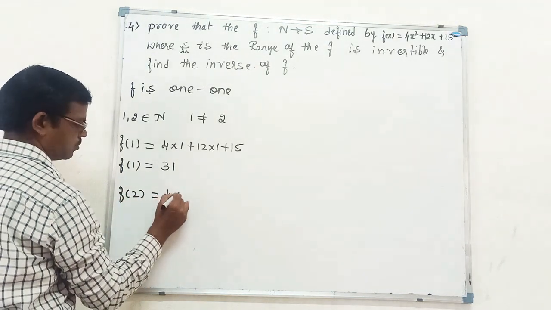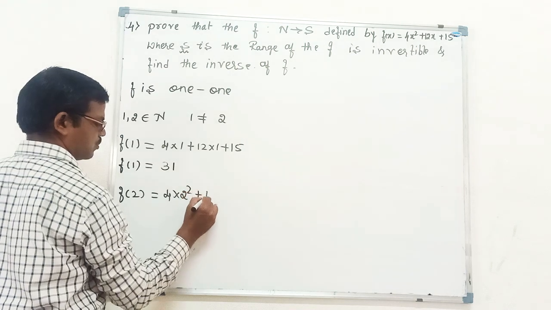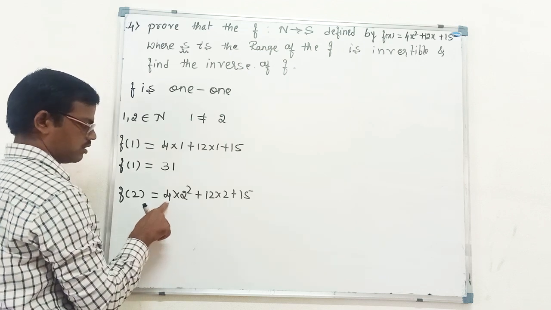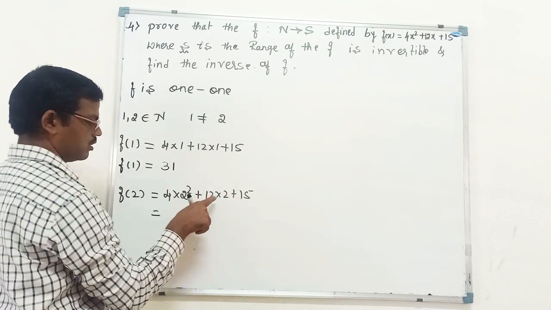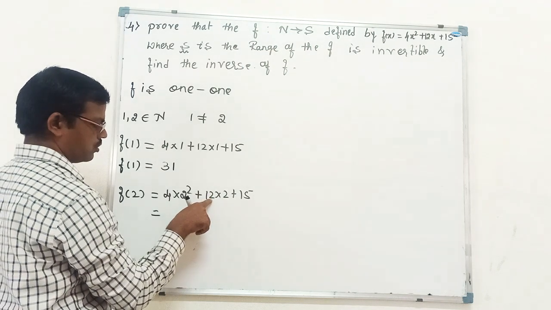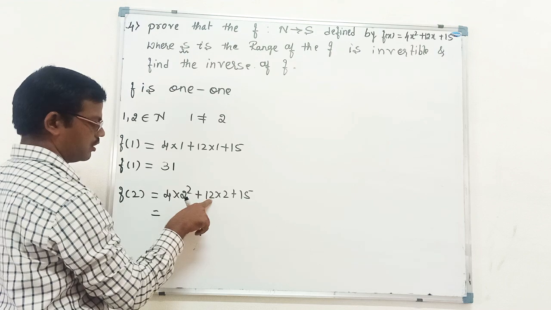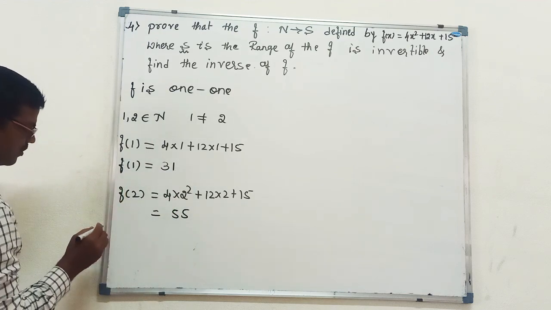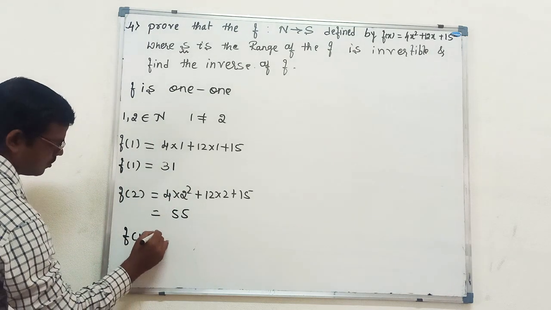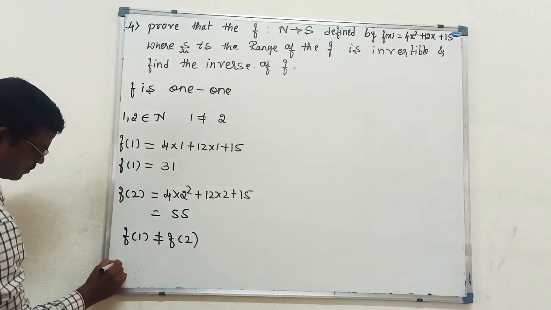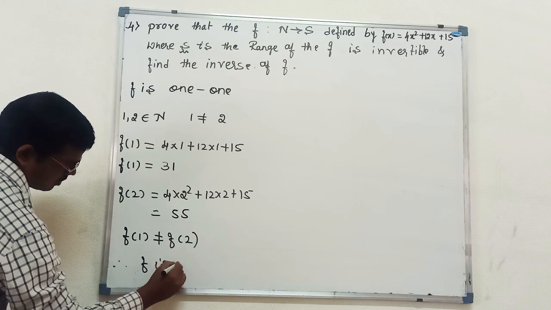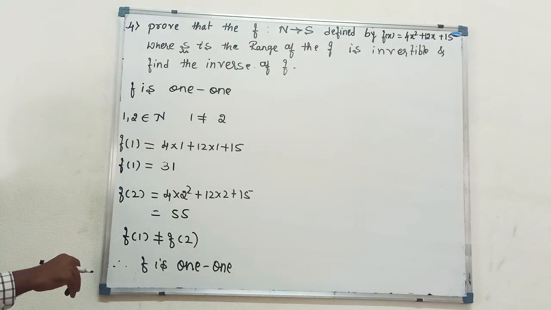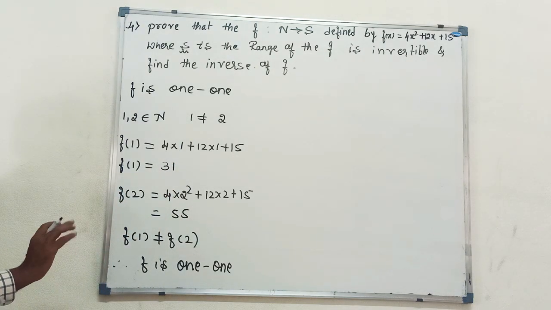Next we find f of 2. That is 4 into 2 square plus 12 into 2 plus 15. 2 square is 4, 4 into 4 is 16, 12 into 2 is 24, 16 plus 24 is 40, 40 plus 15 is 55. So 31 is never equal to 55. Then f of 1 is not equal to f of 2. Therefore, f is one-one, because different elements have different images.